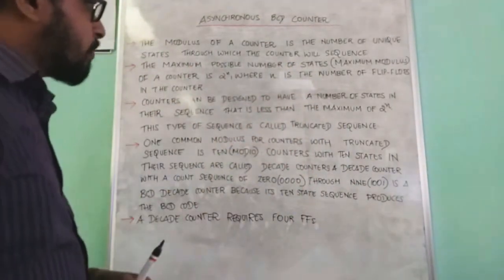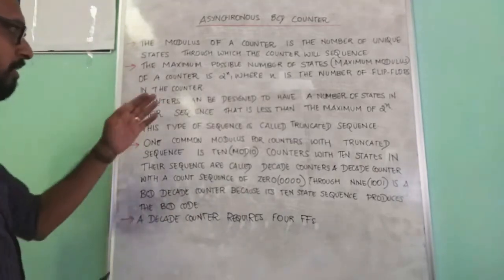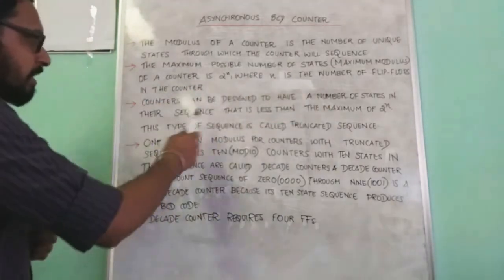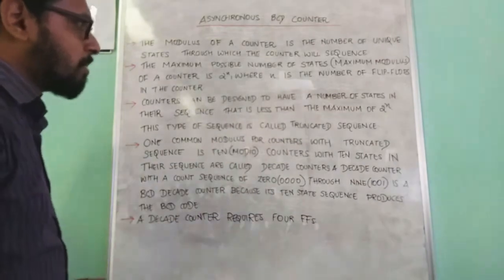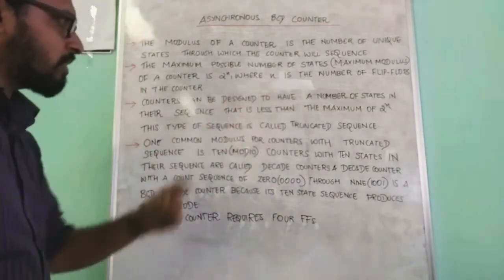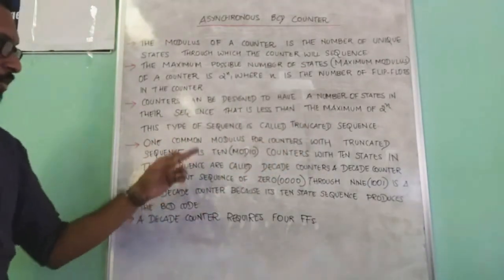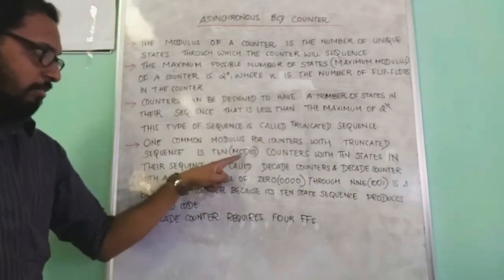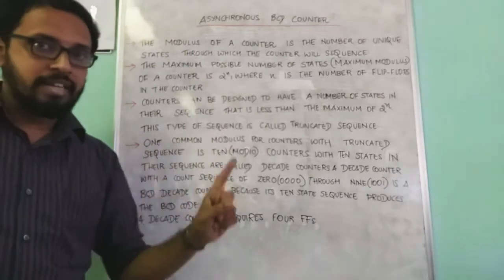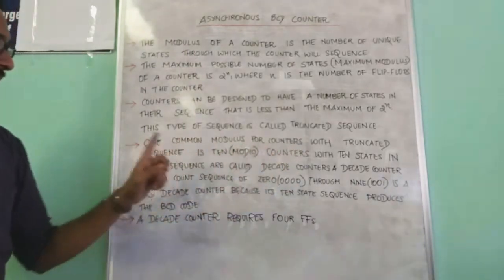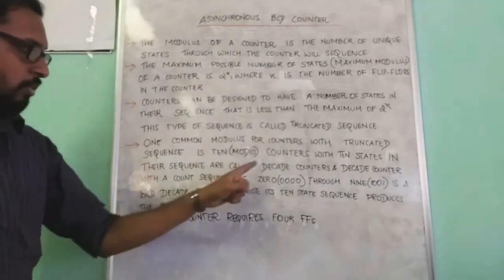Counters can be designed to have a number of states in the sequence that is less than the maximum of 2 raised to n. This type of sequence is called a truncated sequence. One common modulus for counters with a truncated sequence is 10, mod 10. Counters with 10 states in their sequence are called decade counters.